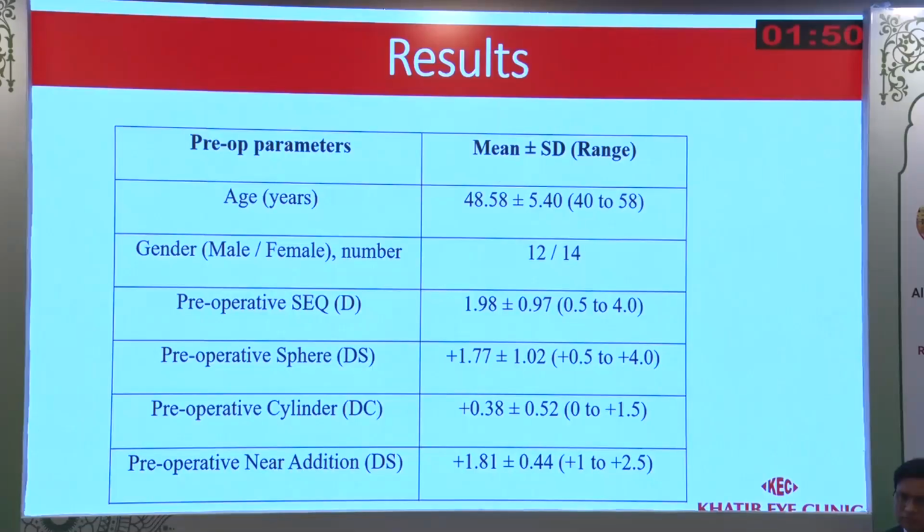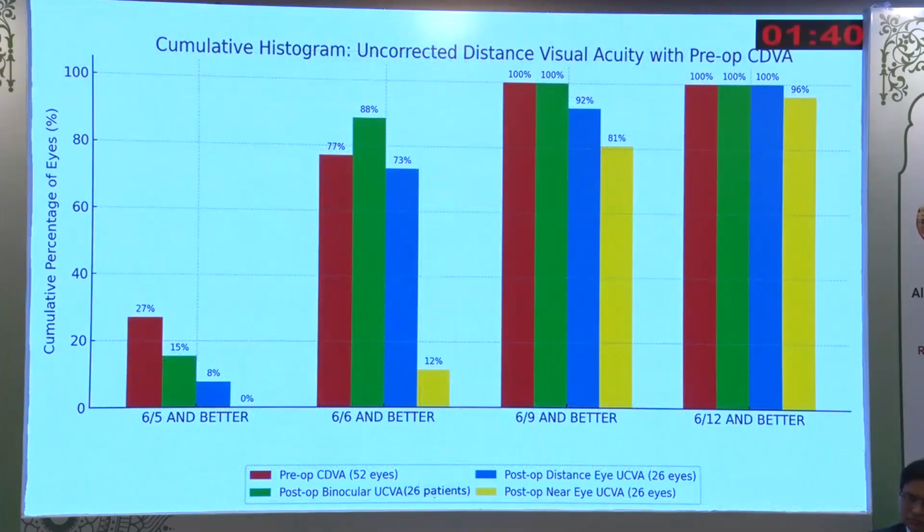So these are the results where we can see the mean age was 48 years, and the mean refraction was around 2 diopter spherical equivalent with a 1.7 cylinder. Now this graph shows the uncorrected distance visual acuity. The green bars show the number of patients who had binocular vision. So for 6/6, there were 88% of patients who achieved 6/6 binocularly. And the yellow bars are interesting because they are the near eyes. And the near eyes also show 81% of patients were 6/9 or better for distance. So that is the effect of depth of focus.